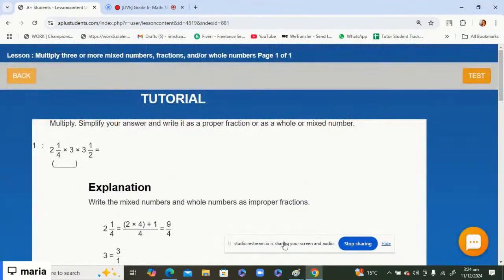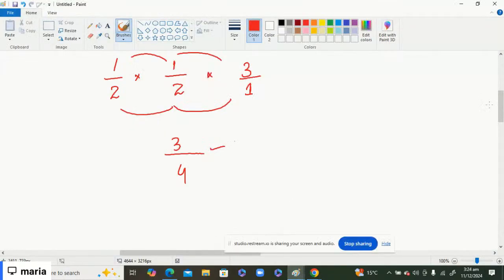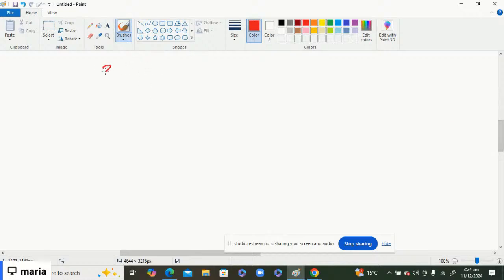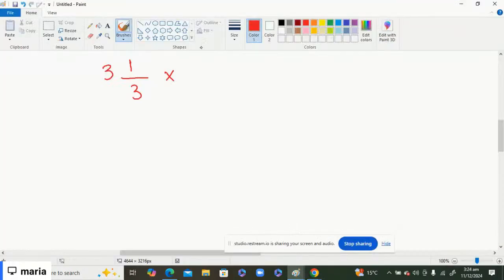Let's do one or two test questions for that. 3 into 1 by 3 times 1 by 4 times 3. So solve it. 3 times 3 is 9. 9 plus 1 is 10 over 3 times 1 over 4 times 3.